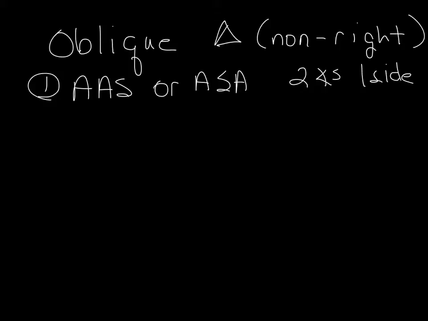Okay, you could have 2 sides and an angle, even though that was not a theorem that we could use in geometry to prove congruent triangles. We could have 2 sides and an angle that's opposite one of them. We can use the law of sines.